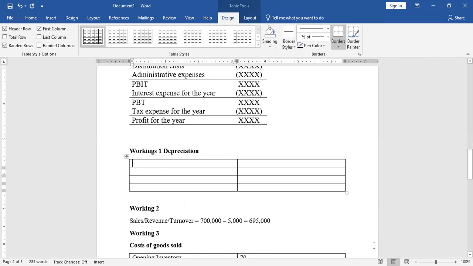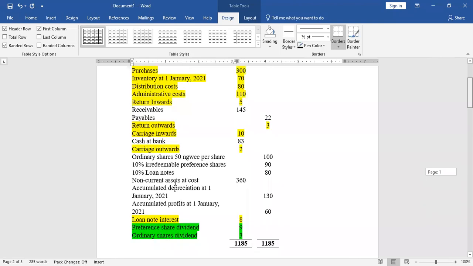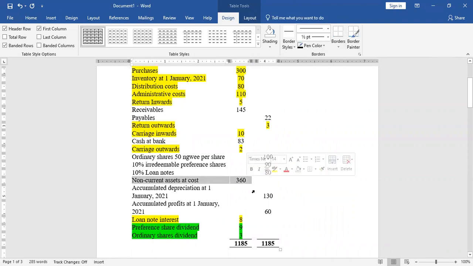Okay. So depreciation will have the cost of non-current assets. What was the original cost before it depreciated? Non-current asset at cost was 360. It's an asset. I'm not saying it's going into the statement of profit or loss. It will go in the statement of financial position. But I'm using it to calculate this year's depreciation.